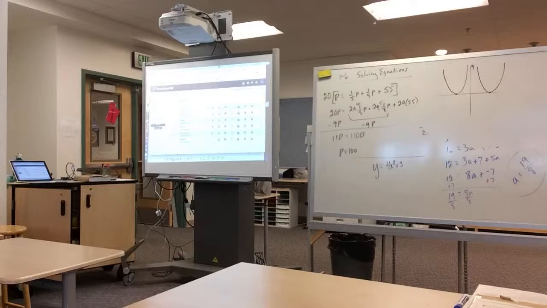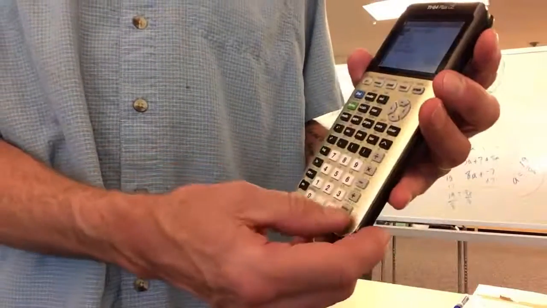So now do this. Hit stat, which is sort of in the middle top. And then you'll hit stat, and then you'll choose edit by hitting enter.